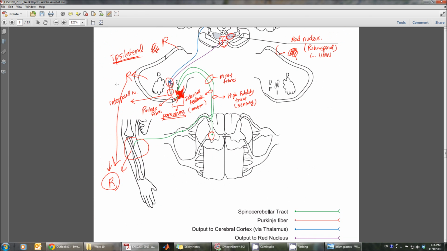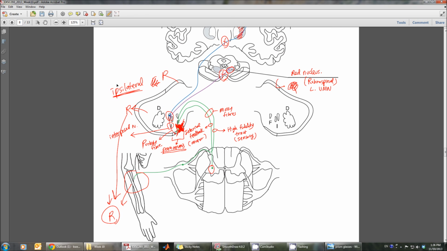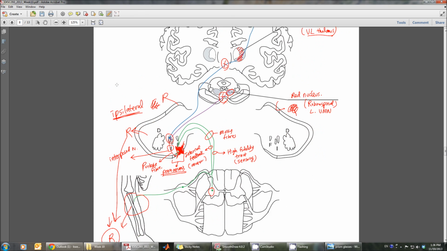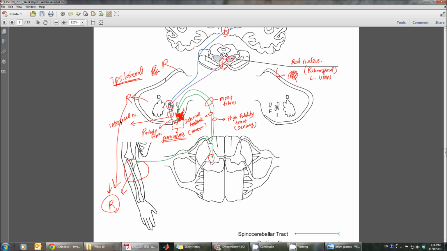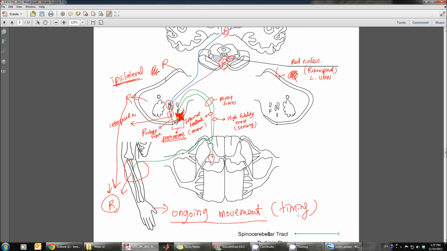Okay, so this is the spinocerebellum, which is responsible for coordinating the ongoing movement. So this is controlling the ongoing movement, getting the timing right for contracting the antagonist and agonist muscles, for example, to reach the target.